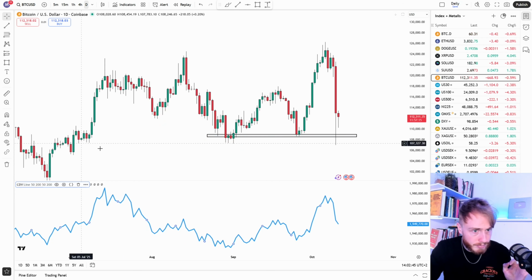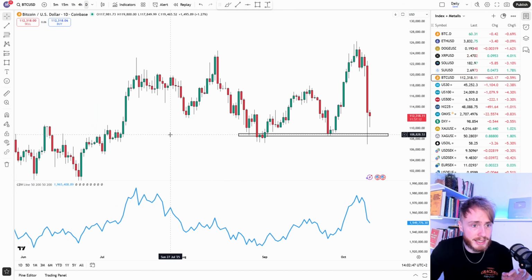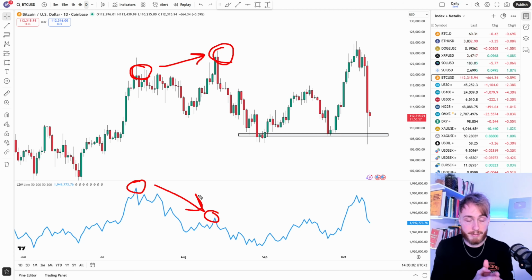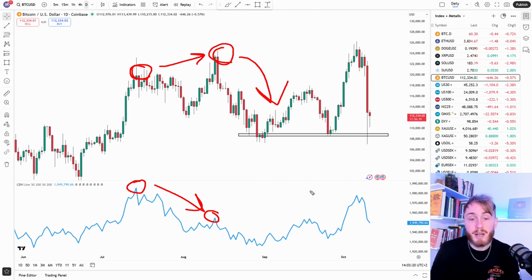But here, if we look a bit earlier, you can actually see a super clear divergence. You can see right here, we had one high and then we printed a higher high. So the price prints higher highs. But if you look down at the CVD, you can see that the CVD creates a super clear lower high. And remember, when we have higher highs on the price and lower highs on the indicator, this is a bearish divergence indicating a reversal to the downside. And after this divergence up here, we indeed saw a reversal.